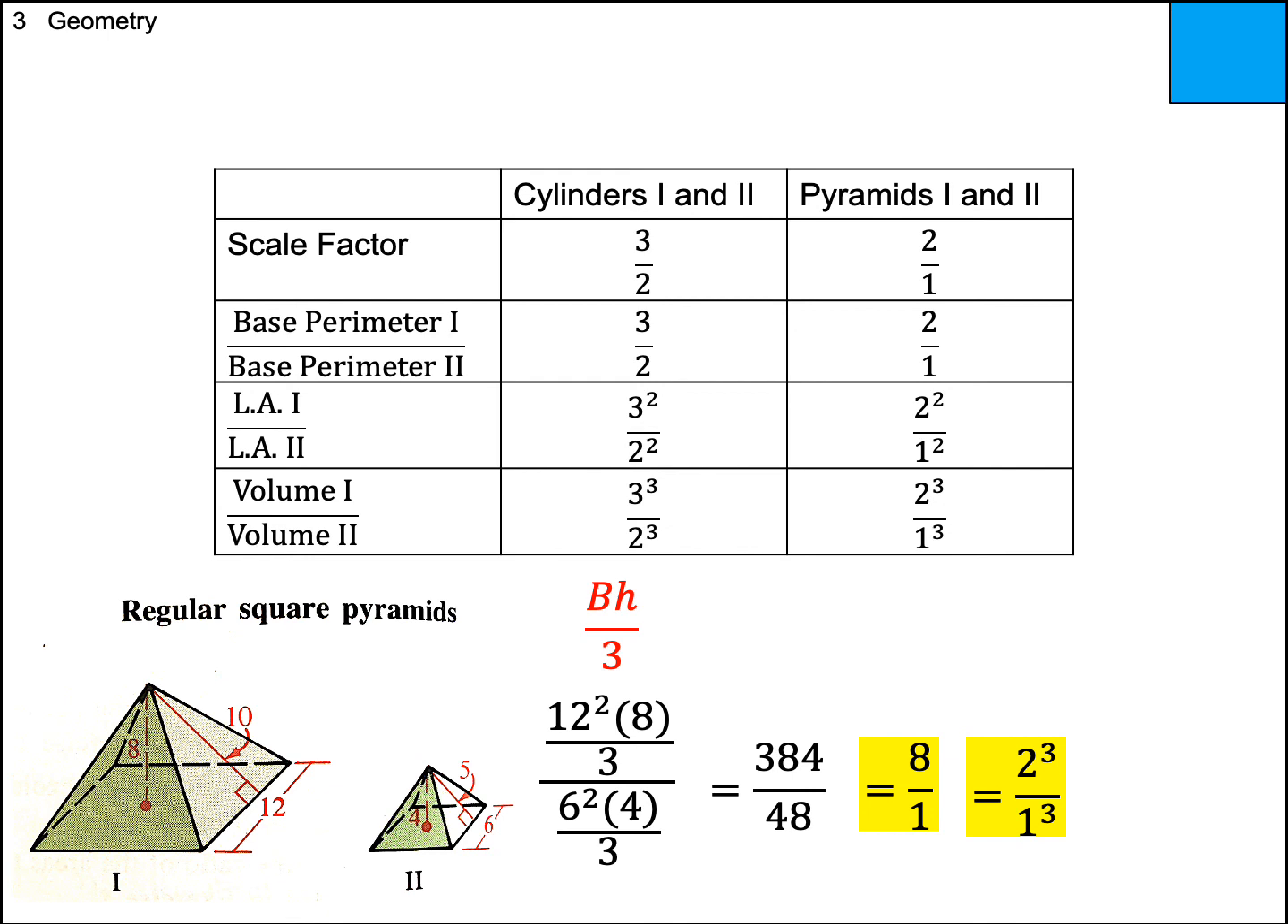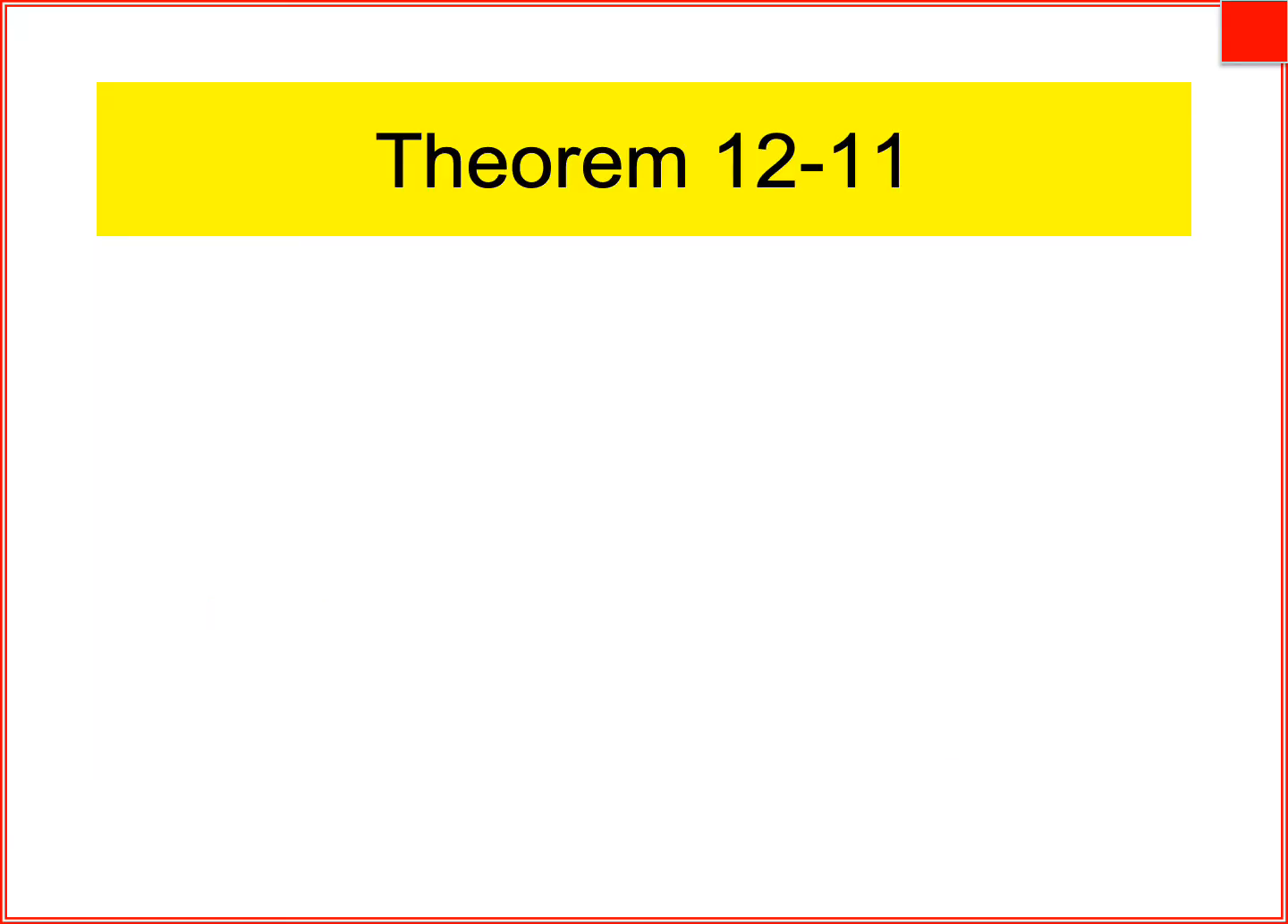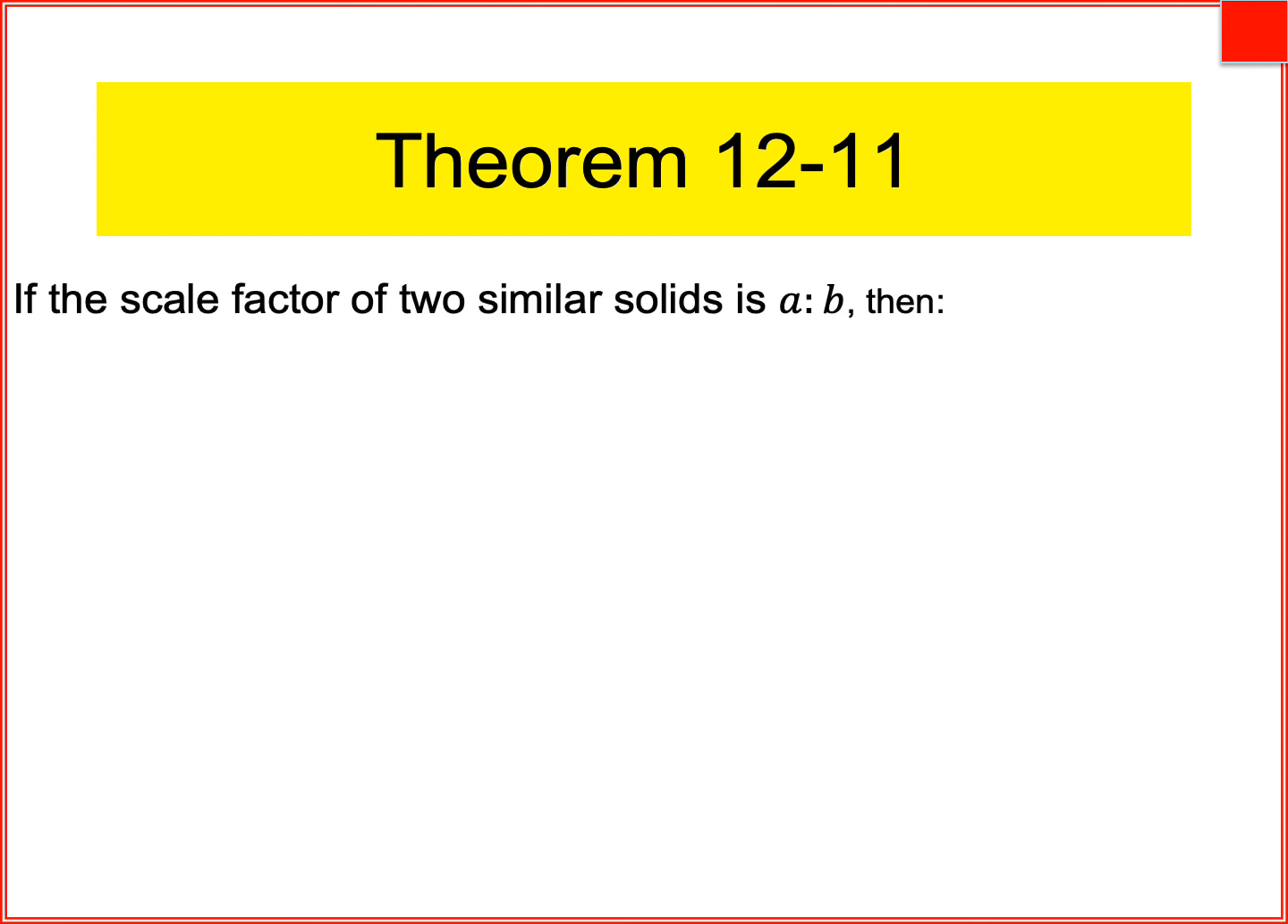We did a whole lot of work. What the heck did we just do? Here's what we did. We did what is called Theorem 12-11, which says this. You've got two similar solids, and they are in the ratio of A to B, the scale factors. Remember, scale factor, you pick any corresponding parts of two similar shapes, and that gives you your scale factor. So if the scale factor of two similar solids is A to B, then you get three things.